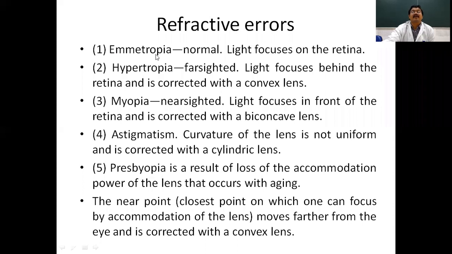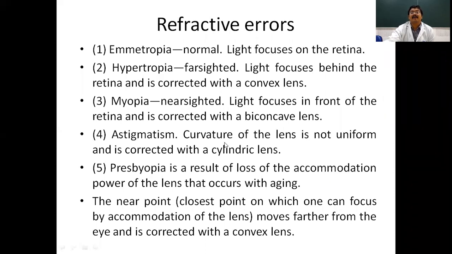Emmetropia is normal, where light focuses on the retina. Hypermetropia is also called farsightedness. Light focuses behind the retina, and it is corrected with a convex lens. Myopia, the nearsightedness, light focuses in front of the retina, and it is corrected with a biconcave lens. In astigmatism, the curvature of the lens is not uniform. It is corrected by cylindrical lenses.